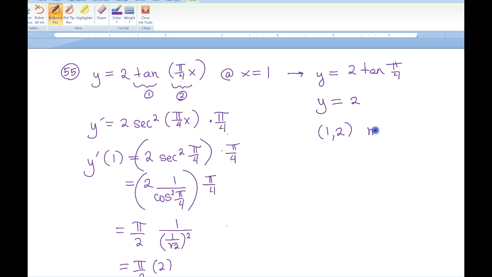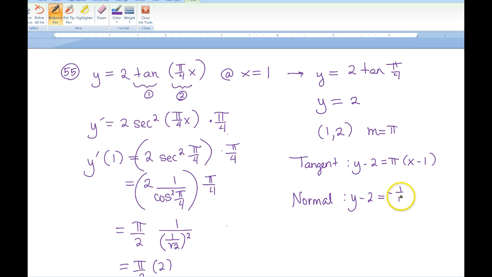So my tangent: y minus 2 equals pi times x minus 1. And did they ask for the normal? Yeah. Okay, so the normal would be y minus 2 equals negative 1 over pi times x minus 1.